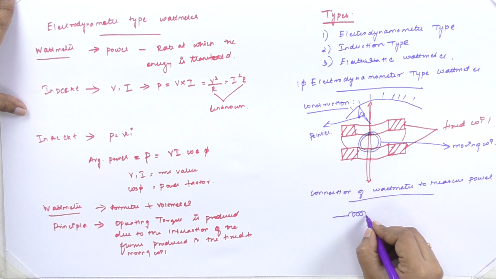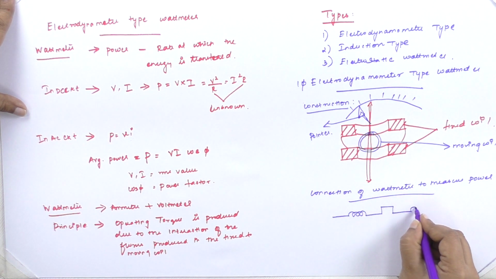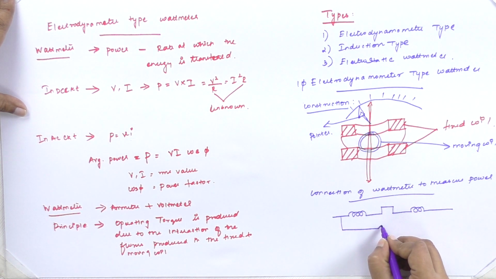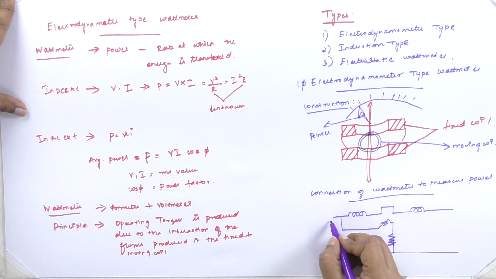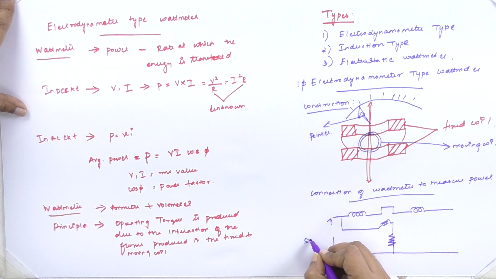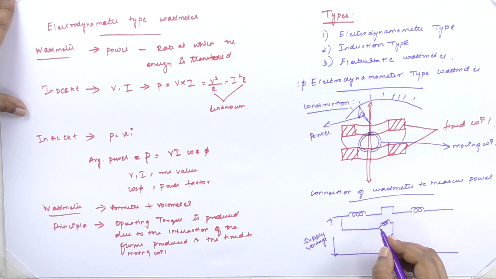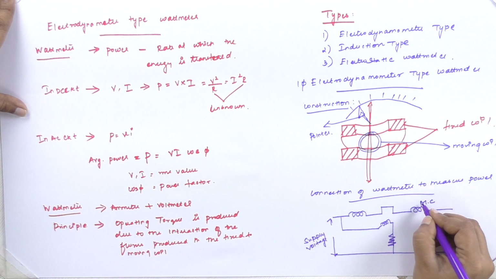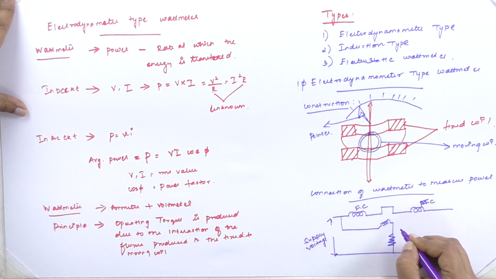You know that the fixed coil is divided into two halves, and there will be a moving coil which is connected between this fixed coil, and a resistor will be connected in series with this fixed coil. The supply voltage is given here. We will represent the fixed coil as Fc and the moving coil as Mc.